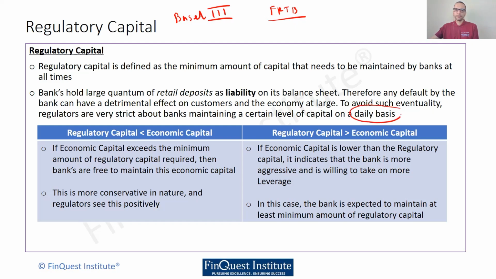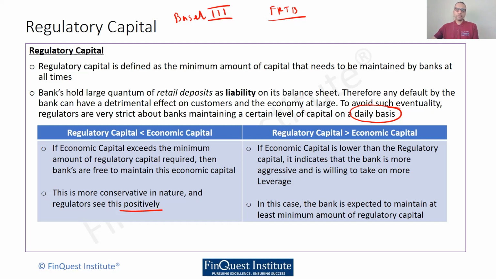Now, if regulatory capital is less than economic capital, so basically, if economic capital exceeds the minimum regulatory capital required, then the bank is free to maintain this economic capital. Now, this means that it is more conservative in nature, and regulators will certainly see this as a positive for the bank.